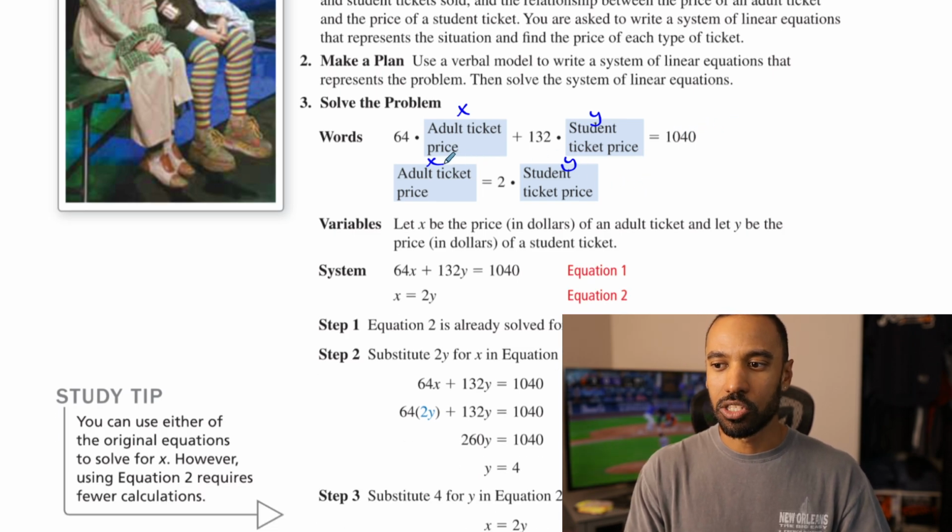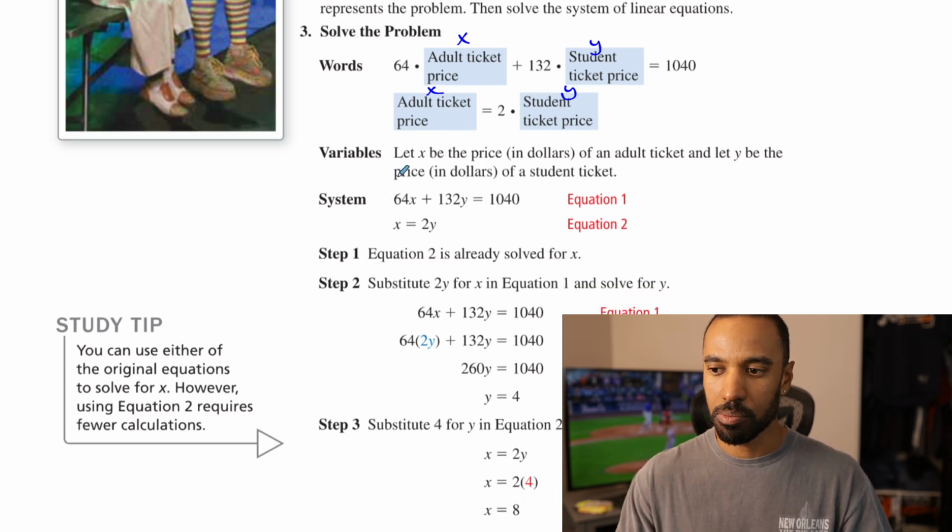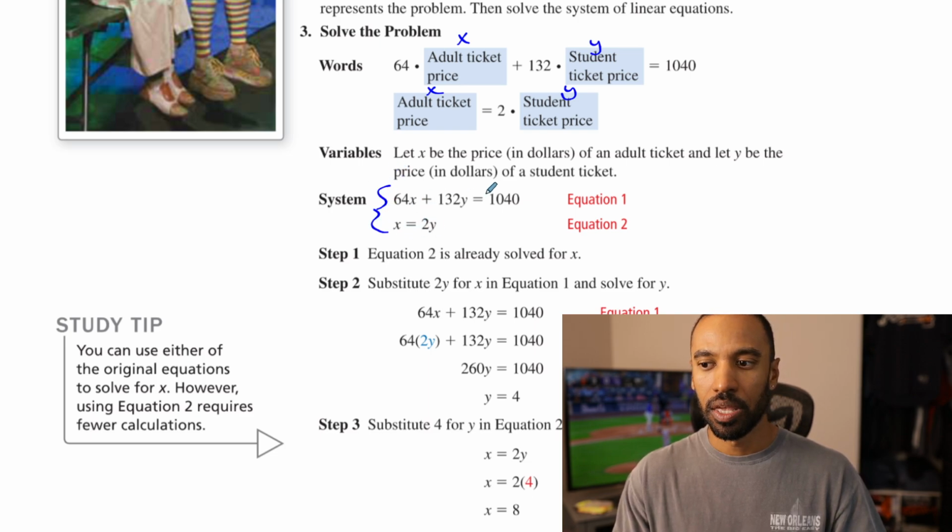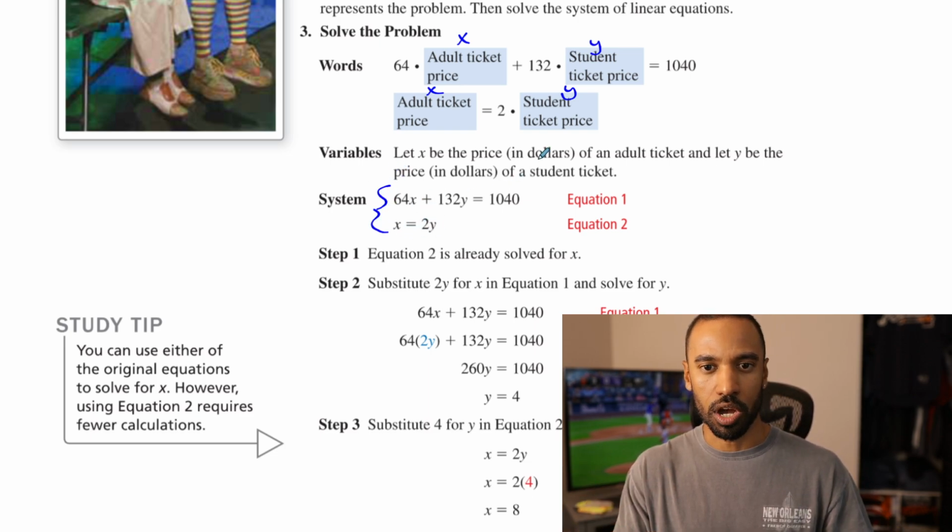The other one is the adult ticket price is twice as much as the student ticket price. That means you'd have to double student ticket price to match adult ticket price. So this is your system here. Boom and boom. Just make sure you define your variables so you know when you solve what you get.